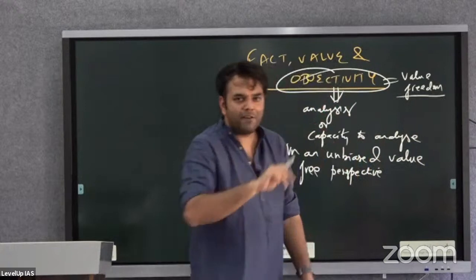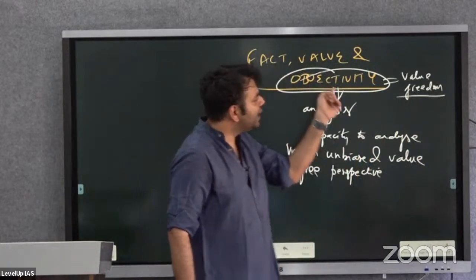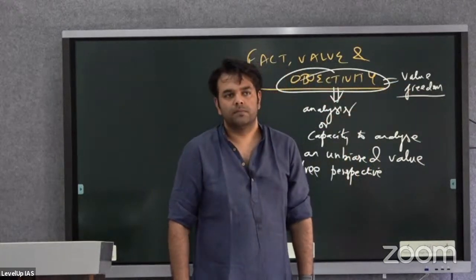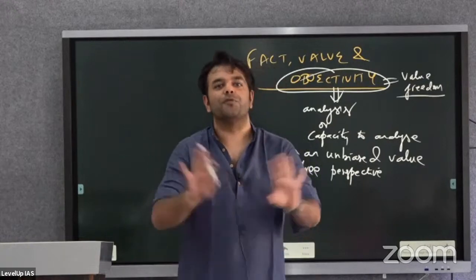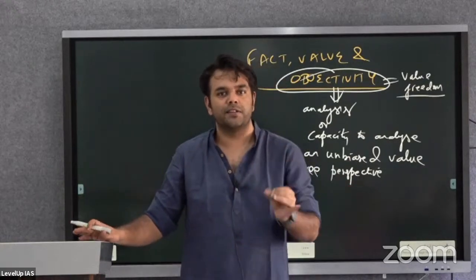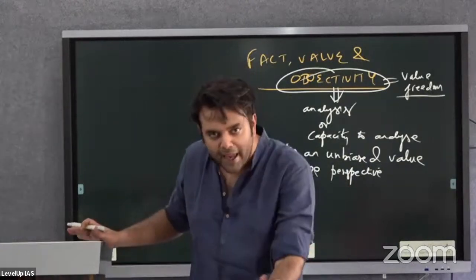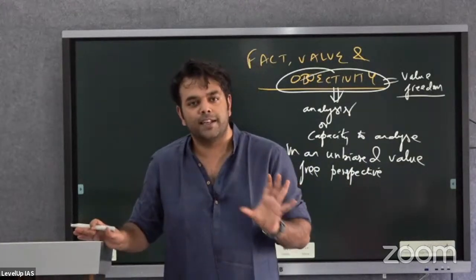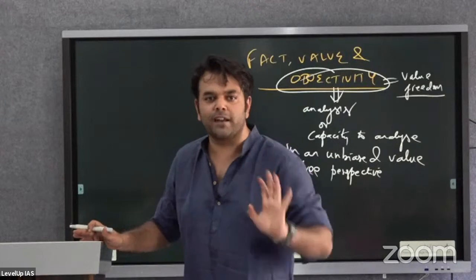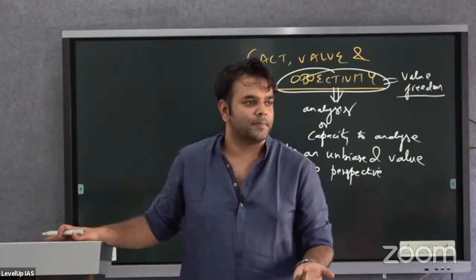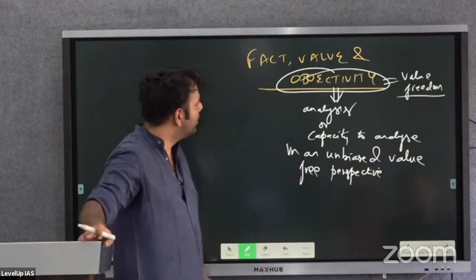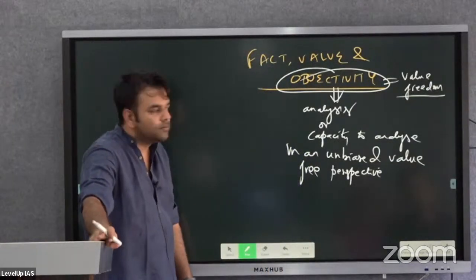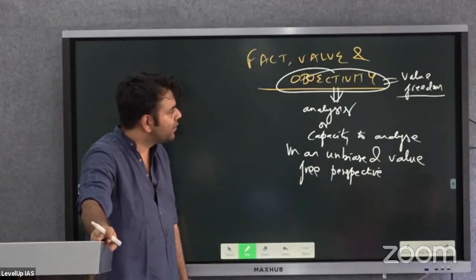So what do we have in our syllabus? We have fact, value, and value freedom. Fact also means value free data, which does not have any value. It is fact. If you are 21, it is fact. There is no value in it. Fact, which can be verified.